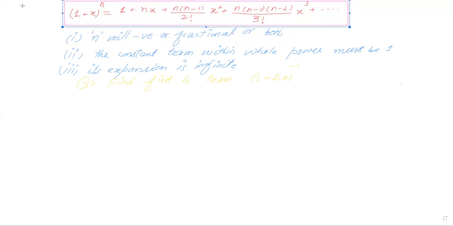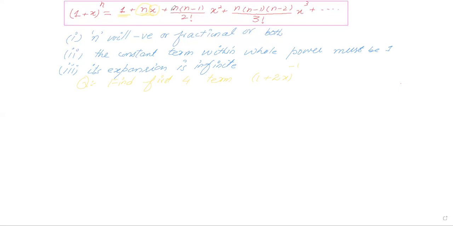Every term is linked with the previous term. What's the meaning of this? Suppose over here, 1 is the first term. Then you have nx. N means the whole power, and x means the second term. Remember these things, these 2 things are very important. N means the whole power and x means the second term.